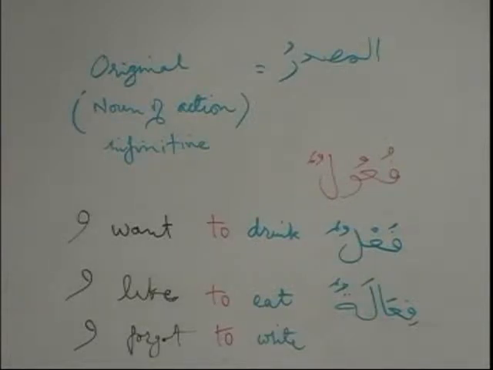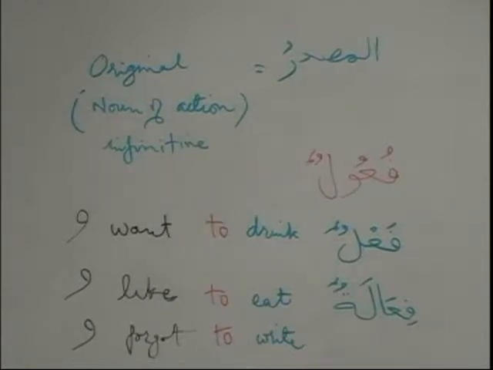Are you with me, brothers and sisters? And then you say, I forgot to write. What did you forget? To write. Again, that is an object. Are you with me, brothers and sisters? So to drink, to eat, to write is called infinitive. And that is a verb noun. And it's written there in your sheet. Infinitive, it is a verb form having the characteristics of both verb and noun.